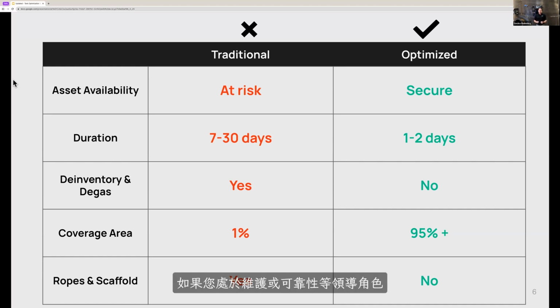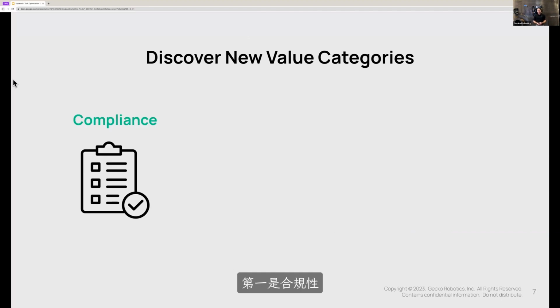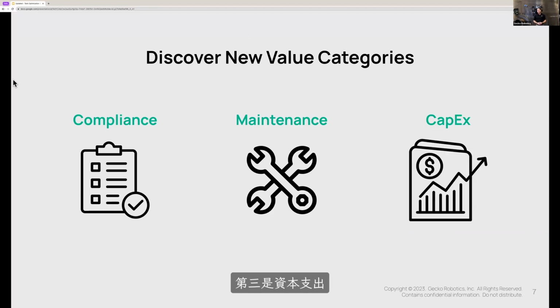But if you're in maintenance or reliability or any sort of leadership role, you may be more concerned about the business outcome of this transformation, and that's where most of the value lies. So let's explore why this is such an important transformation for your business as a whole. Now, when we talk about value to your business as a whole, your industry peers are reporting that there are really three new value categories that this approach opens up. The first is compliance, the second is maintenance, and the third is CapEx.